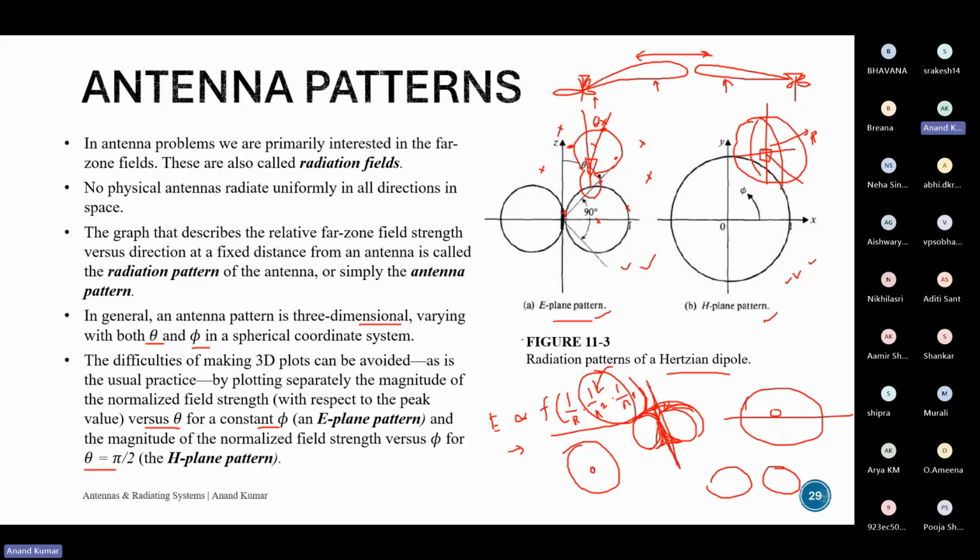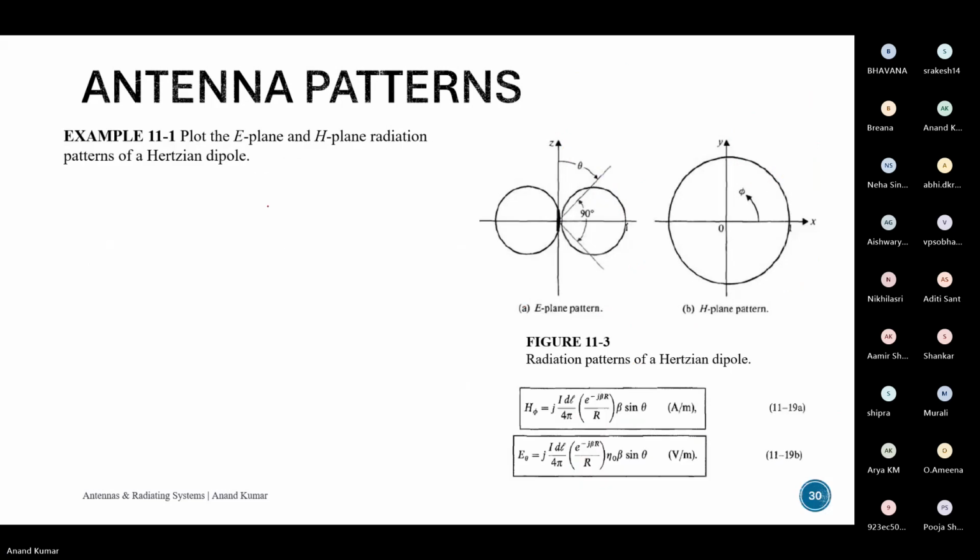Okay, so if there are no further questions, we'll proceed to see how to plot the radiation pattern of a Hertzian dipole, which we are seeing right now. This is one of the examples from the textbook where we have been instructed to plot the E-plane and the H-plane radiation patterns of a Hertzian dipole.